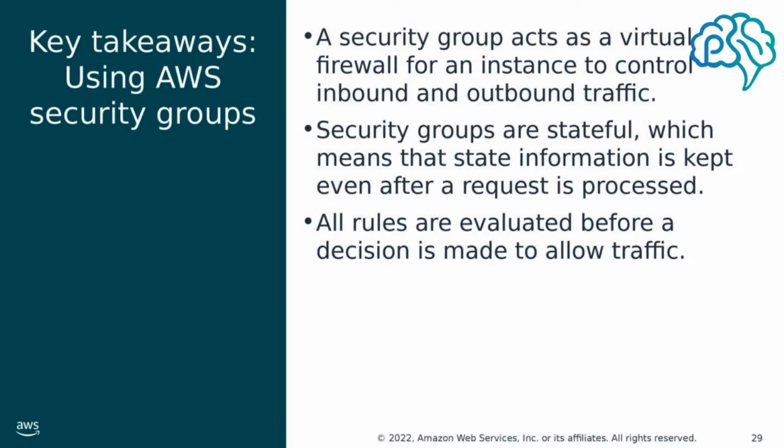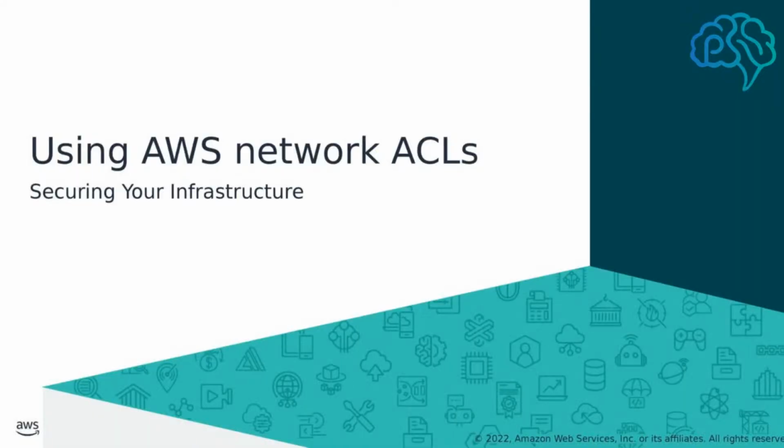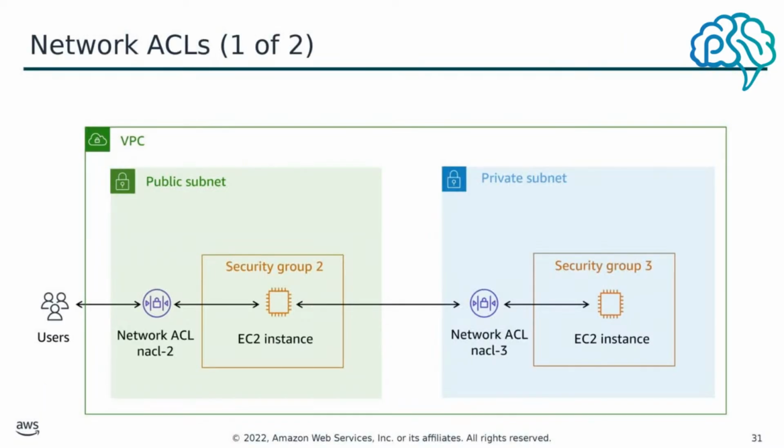Now let's dive into network ACLs, yet another layer of security to add on top. This diagram shows how they work. Let's say a VPC has a public subnet and a private subnet, similar to what was shown earlier, and the subnet contains an EC2 instance. A network ACL in each subnet controls traffic to and from instances. So this is yet another way to do similar things.